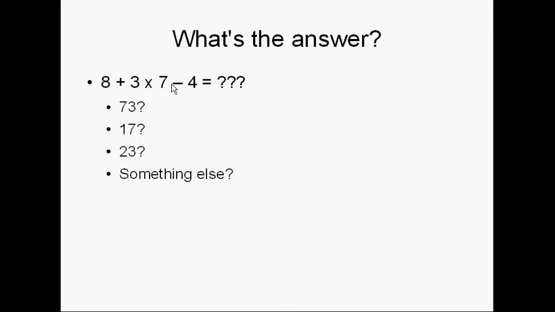What's another way you could do this? 3 times 7 is 21. 8 plus 21 is 29. 29 minus 4 is 25. That's something else. You know, who knows? Let's find out what the right answer is supposed to be here.